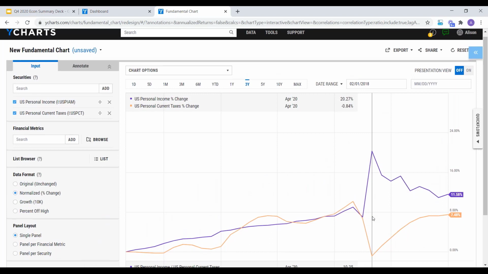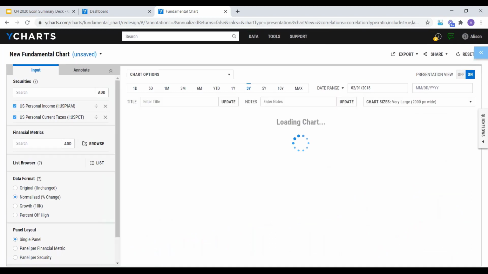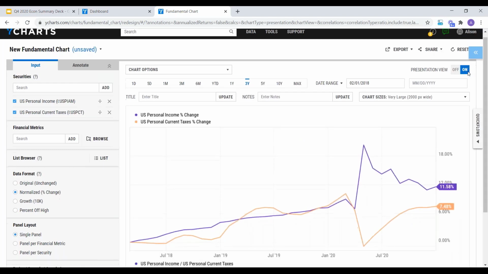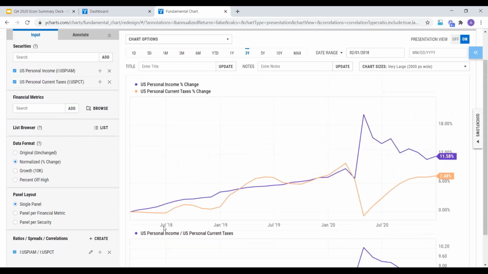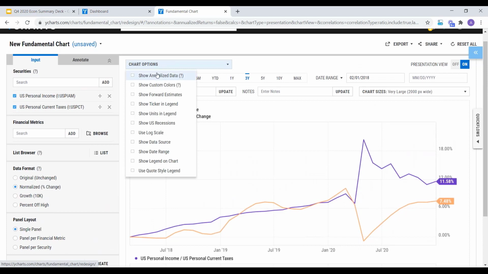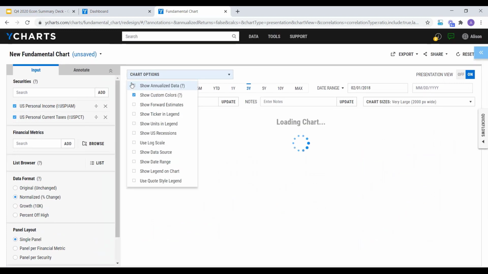If I wanted to then take this from YCharts and share it with someone, I can flip it onto presentation view. You're going to see my logo appear in the lower left-hand corner. I have a chart option drop down where I can show my customized colors.